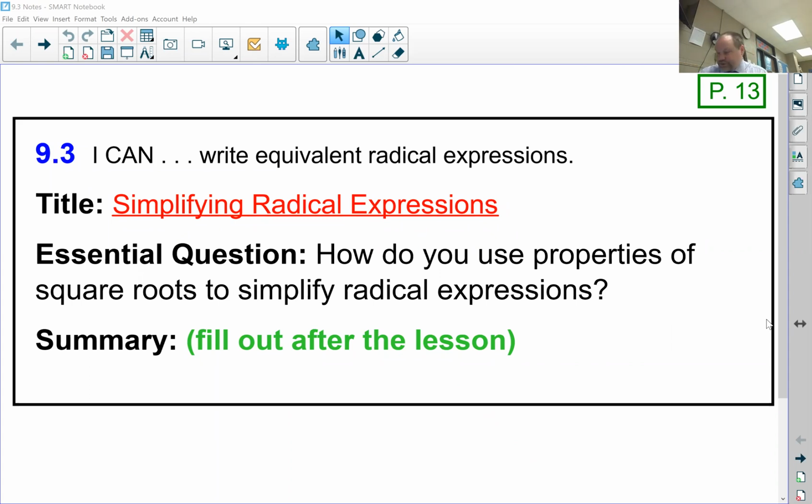Simplifying radical expressions, which will help when we get to 9.4, which is solving quadratic equations with square roots or with the square root method. So yay for that.